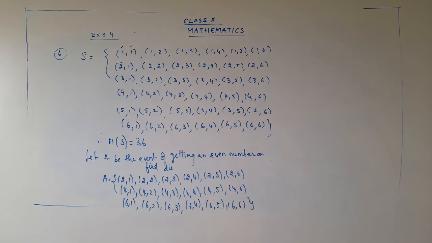I have written the value for A. Just write down the value for A. So it's 2,1. We are just talking about the event where you have the first number as an even number. So 2,1, 2,2, 2,3, 2,4, 2,5, 2,6, 4,1, 4,2, 4,3, 4,4, 4,5, 4,6, 6,1, 6,2, 6,3, 6,4, 6,5, 6,6.